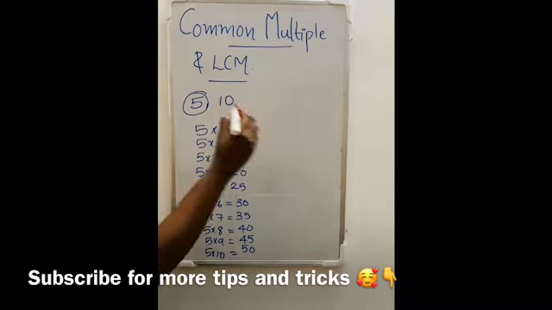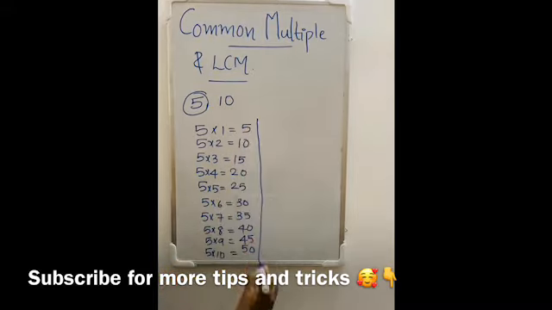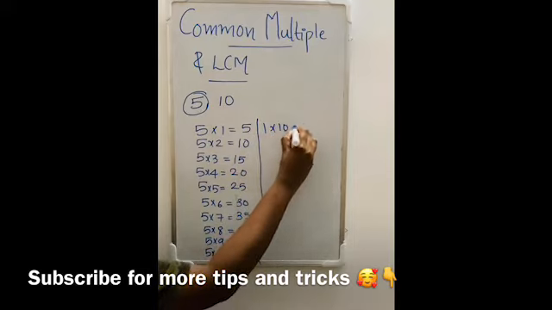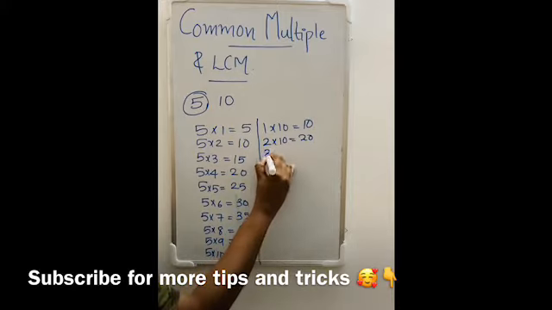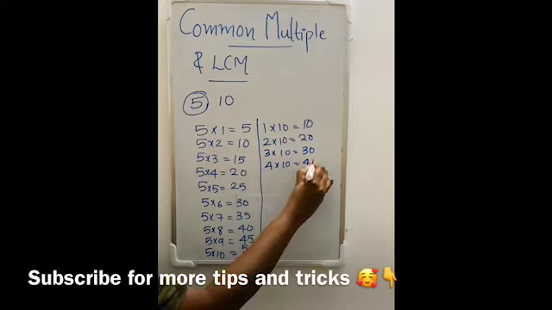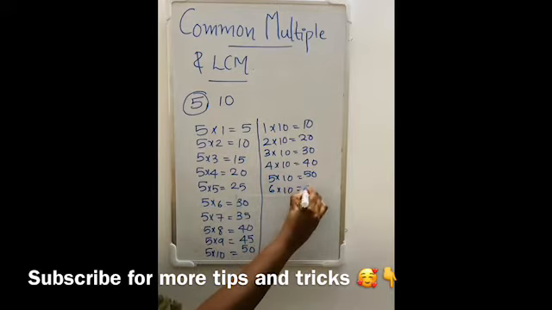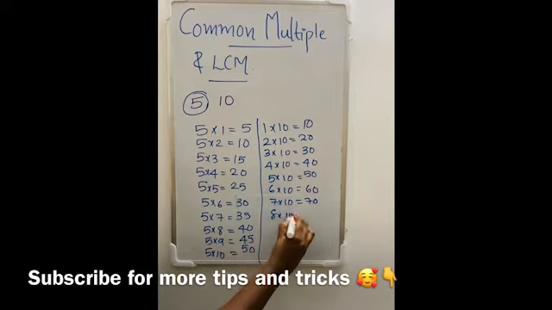So next let's write the first 10 multiples of 10. So 1 into 10 equal to 10. 2 into 10 equal to 20. 3 into 10 equal to 30. 4 into 10 equal to 40, then 5 into 10 equal to 50, 6 into 10 equal to 60, 7 into 10 equal to 70, 8 into 10 equal to 80, 9 into 10 equal to 90, 10 into 10 equal to 100. So the basic thing is you need to know the multiplication table.